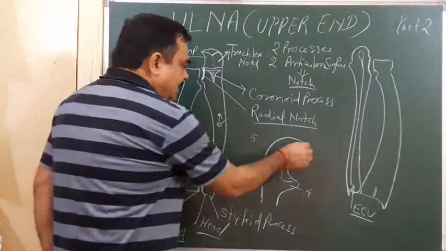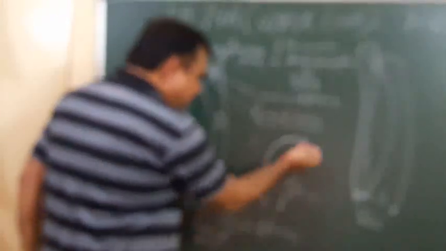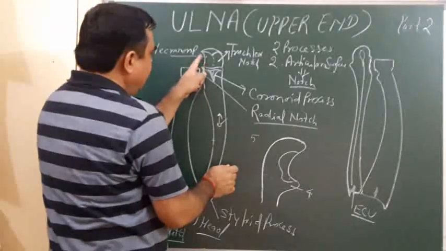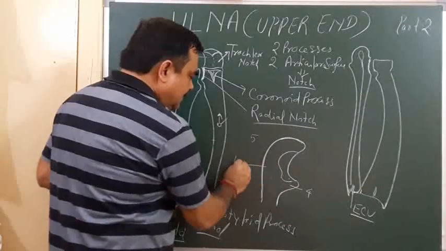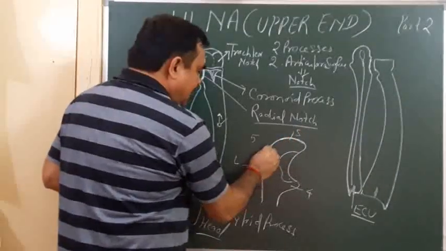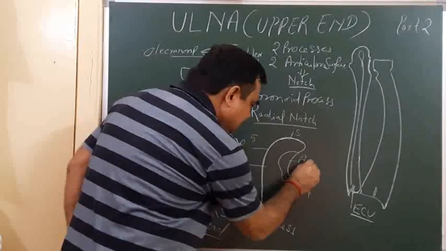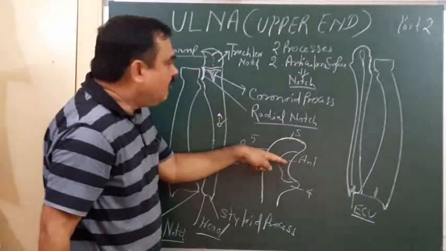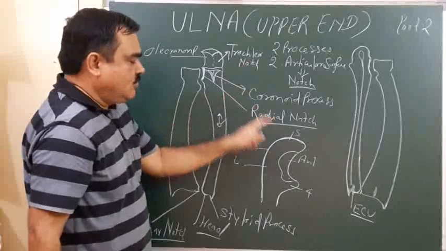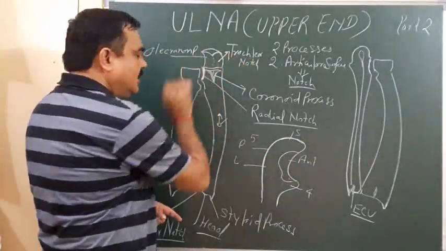The 5 surfaces are: here is the superior surface, from here to here. This is the posterior surface. And this surface on the lateral side is the lateral surface. And anteriorly, this is the anterior surface, and this anterior surface is articular. It forms the trochlear notch.